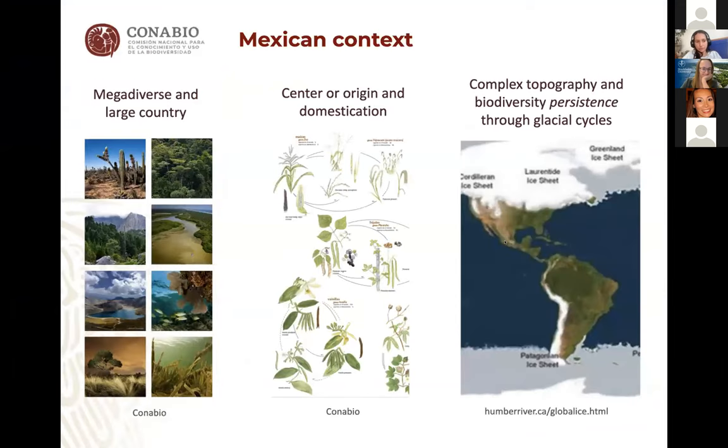Mexico is a very complex country because we are very large. We are also mega diverse with very different types of ecosystems. We're also a center of origin and domestication of several important crops, which implies that we have native landraces as well as crop-wide relatives. And also Mexico is a mountainous region with a tropical latitude, which means that several populations of species persisted through the glacial cycles. So that genetic diversity accumulated and is expected to be high among populations.